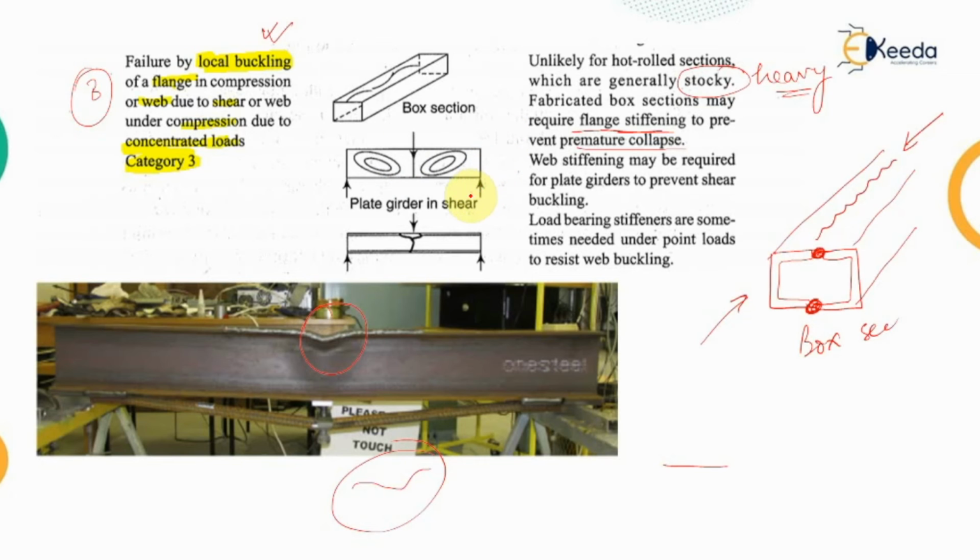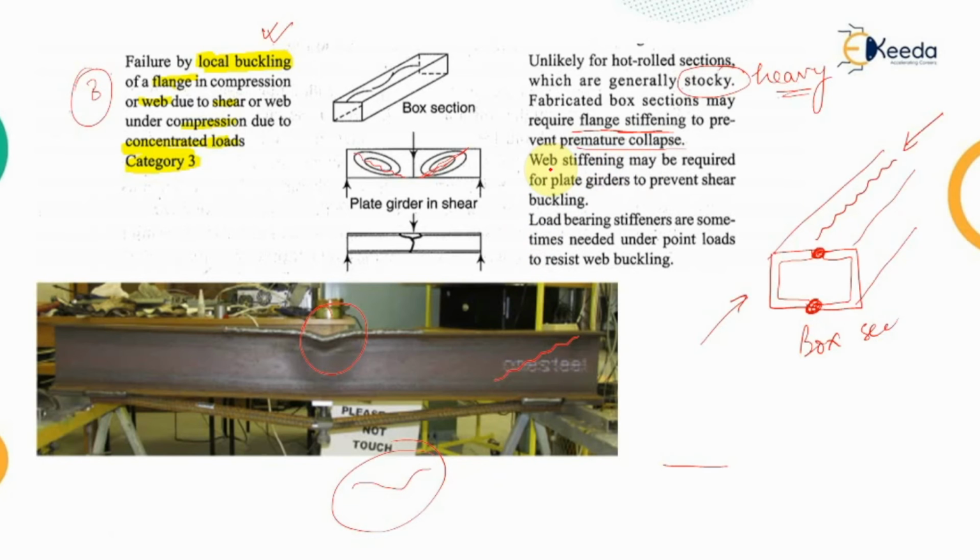Now the next type of failure will be local buckling when the web is subjected to shear. The shear is predominant at the support conditions or near the supports. So at those conditions, what will happen? Because of this shear, there will be a diagonal compression, and because of the diagonal compression there will also be a wave-like formation. Again, this will be local buckling because only the component of the web is buckling.